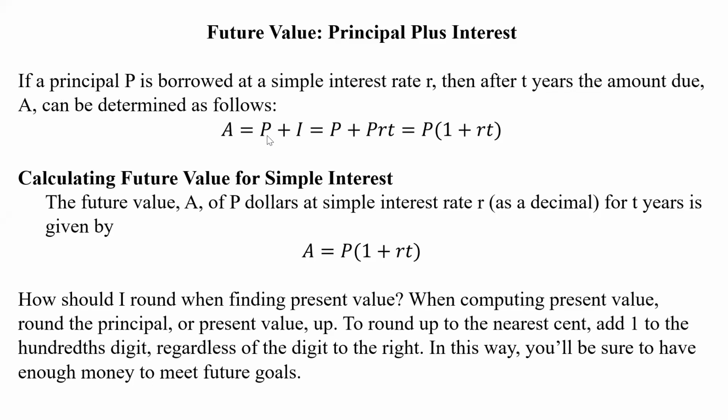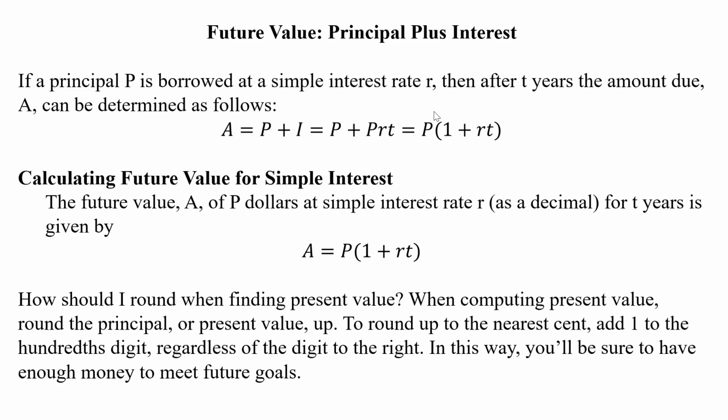A, future value, is going to be the principal plus any interest that we gain. And what is interest? Well, if you remember, interest is P times R times T. So really we have P plus P times R times T, but we like to make things a little simpler in math. So we're going to factor out that P, and then we'll have P times (1 plus RT).